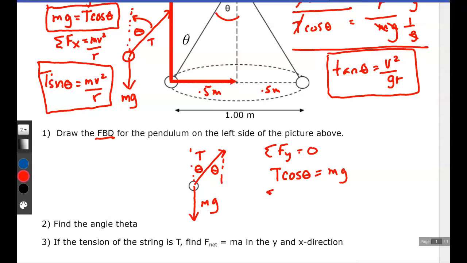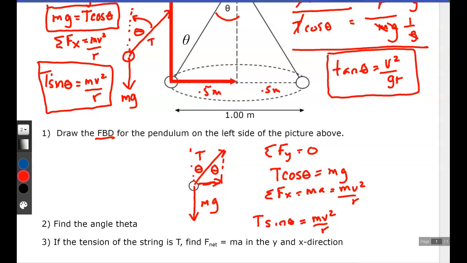And then we say the sum of the forces in the x direction could equal ma, or we could say m v squared over r. So the only force in the x direction is T sine theta, because it's the opposite. This component over here is the centripetal force. This is the only x component. So T sine theta equals m v squared over r, or ma.